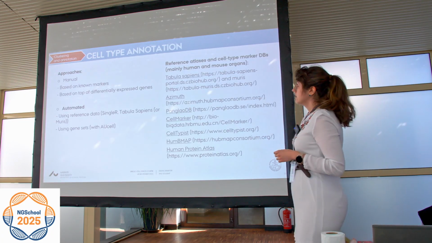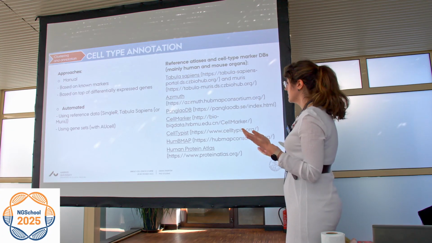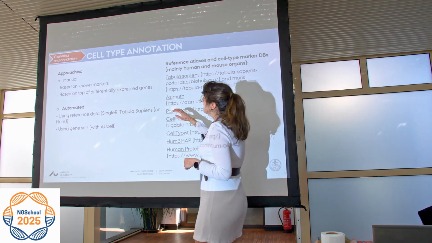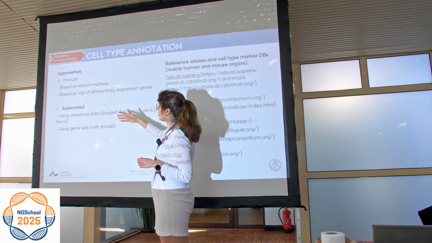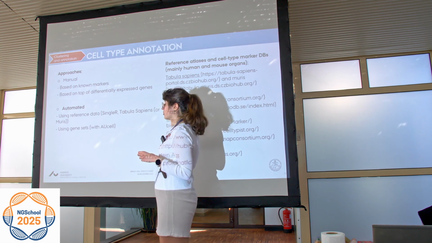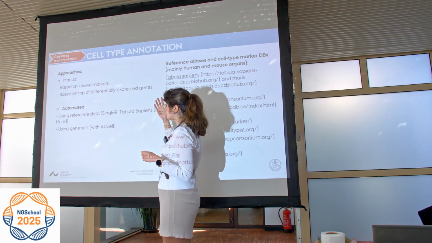Then you need to find cell types. This step is called cell type annotation. There are 2 types of approaches: manual or automated. There are also 2 types of ways to do that: top to bottom, bottom to top.